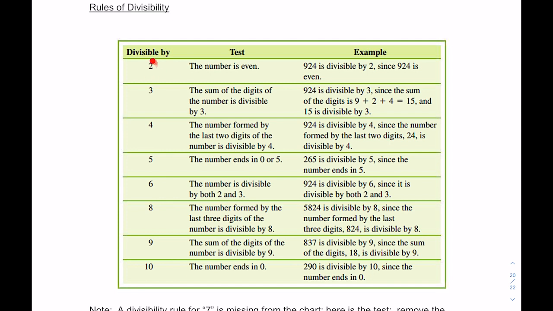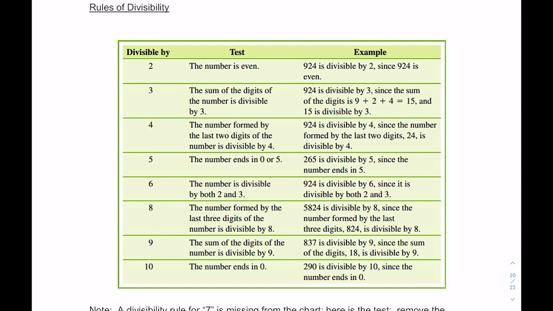A number is divisible by 2 if it's even, so that's easy to tell. If you have a really large number, just look at the last digit. If it's an even number, that makes the whole number even, so it would be divisible by 2. And again, divisible means that number can divide into that number evenly with no remainder.